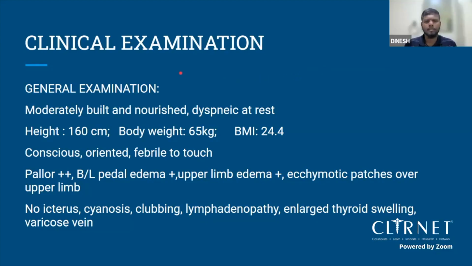On general examination, the patient was moderately built and nourished. She was dyspneic at rest. Height was 160 centimeter, body weight 65 kg, BMI was 24.4. She was conscious, oriented, but febrile to touch. Pallor was present, bilateral pedal edema was present, and ecchymotic patches were seen. There was no cyanosis, clubbing, lymphadenopathy, thyroid swelling, or varicose veins.